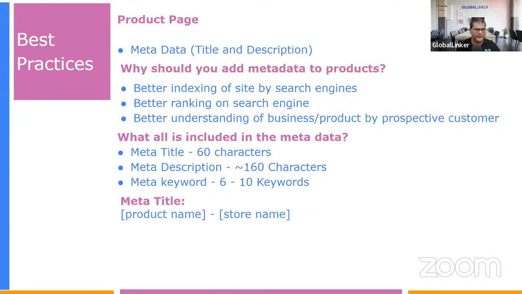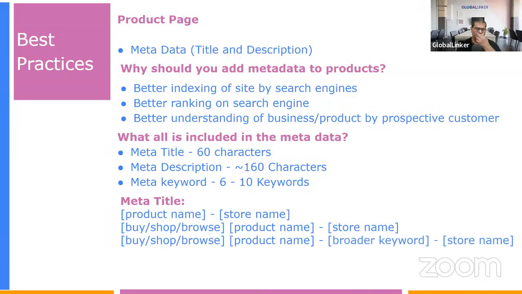Now, when it comes to creating the meta title, these are a few formulas that I would want to share with you that you can use. The first formula is product name and your store name. That's the basic one that you can follow. Then you have a little advanced one, which is buy, shop, or browse. So in your case, it will be buy or shop, and then your product name, whatever the product name is, and then your store name. So buy, shop, polo t-shirt, online, Shalimar Super Store, that kind of thing.